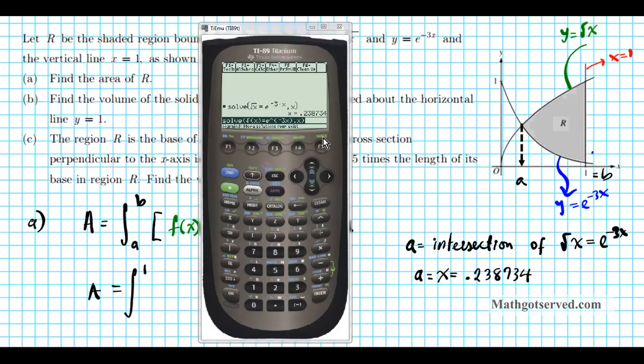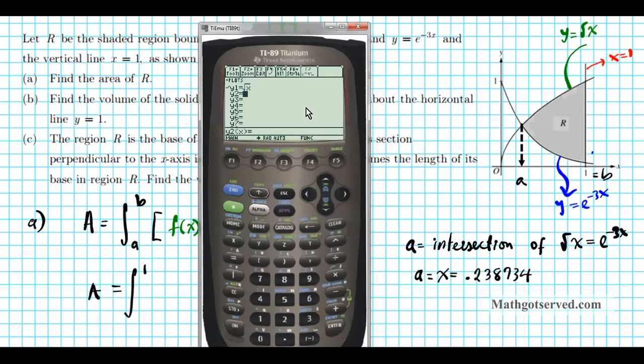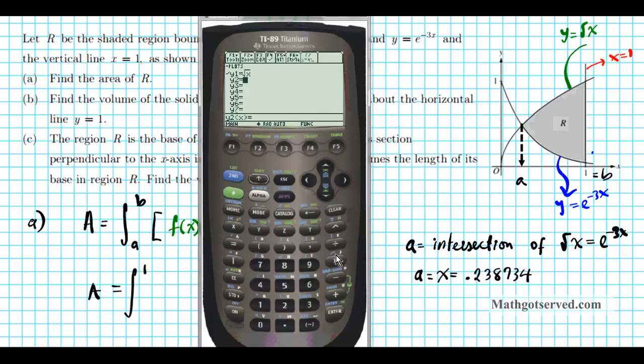But if you don't have a TI-89 and let's say you had an 84 or 83, all you simply do is go to the graph menu and enter the two functions. So let's enter the first function, square root of x, close that, enter. And then the second one is e to the negative 3x for your second function, enter. And you graph it.